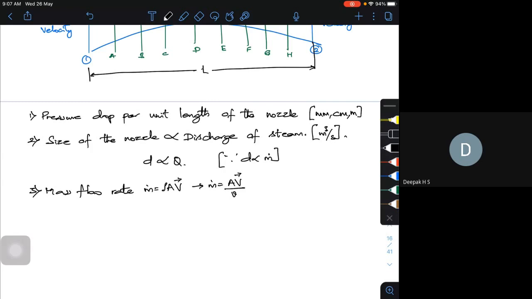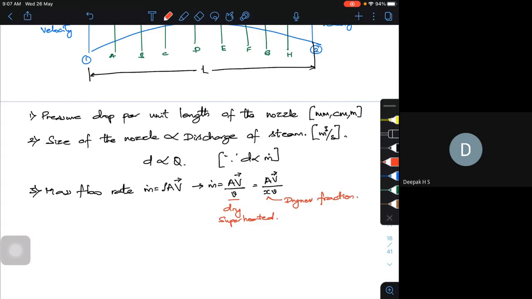Suppose if this specific volume is for dry steam, we will get it from your steam tables. If it is for superheated, I can get it from the steam tables. So what will happen if it is a wet steam after expansion? In that case, I need to consider your dryness fraction, so x into the corresponding value, where x is the dryness fraction. So the dryness fraction of the steam also becomes very, very important.